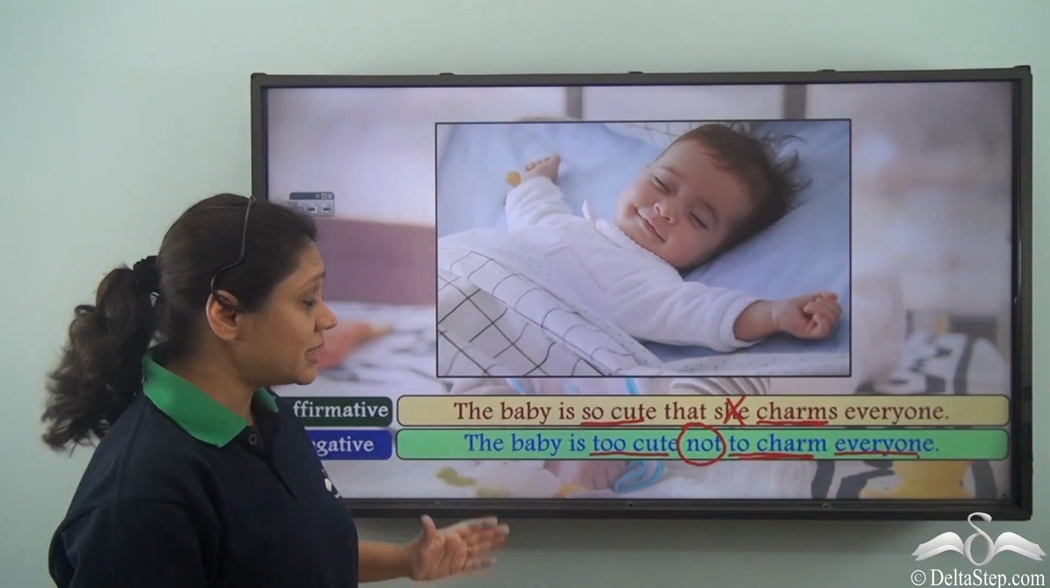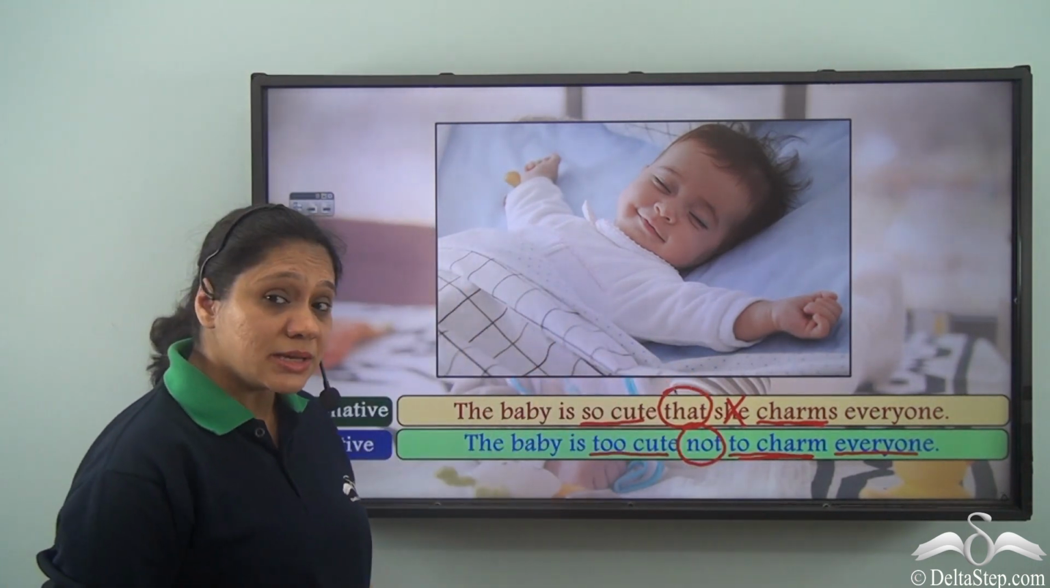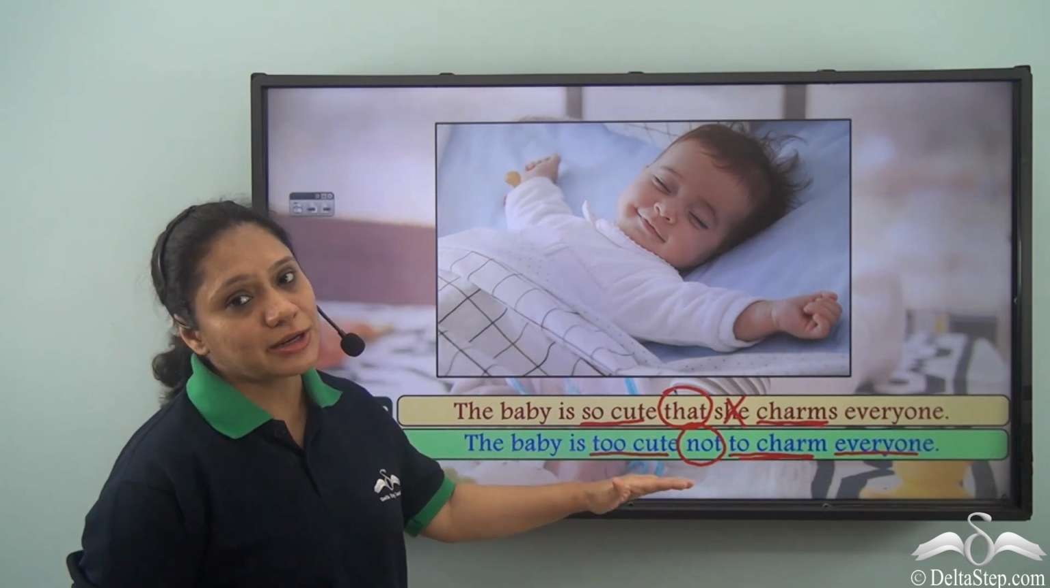Also you will notice that that has been omitted in the sentence because in the sentence construction with TOO we do not need a that.